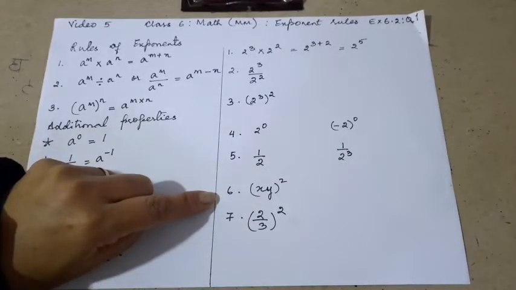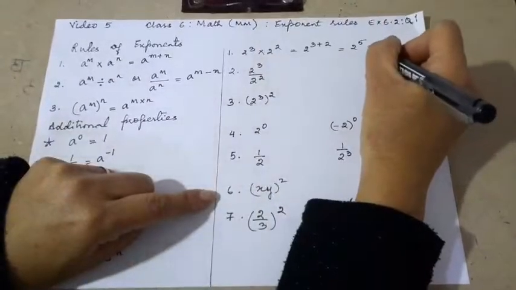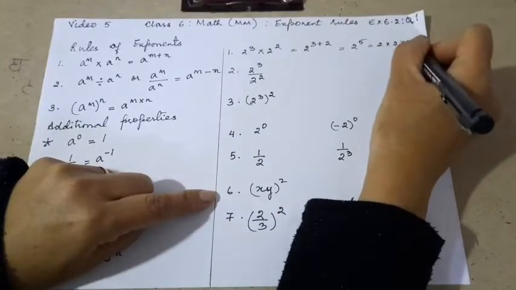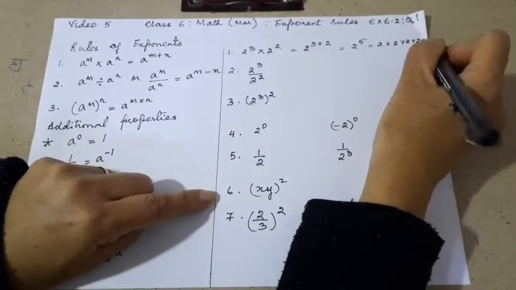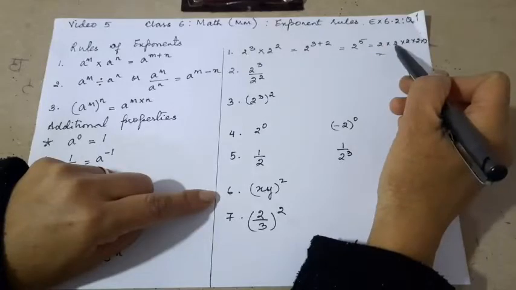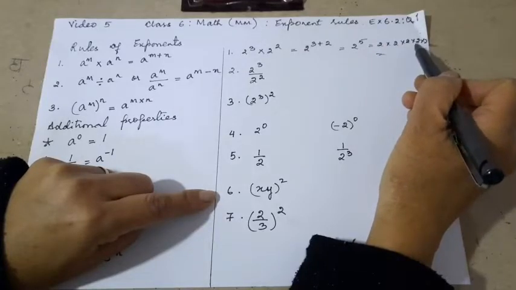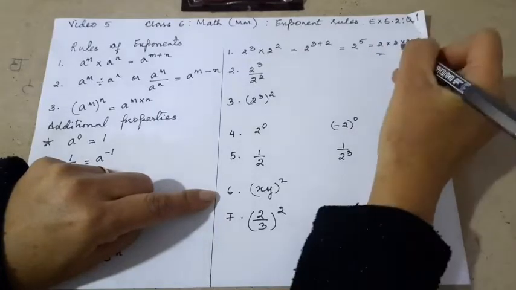2 to the power 5. So 2 multiplied here five times. 2 times 2 is 4. 4 times 2 is 8. 8 times 2 is 16.